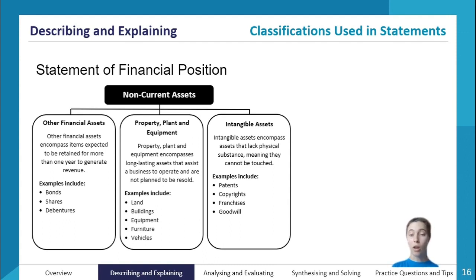Intangible assets are then the opposite. So they're not tangible. You can't touch them. So you have things like copyright, goodwill, patents, franchises, those sorts of things that can't be touched but still have that monetary kind of value.